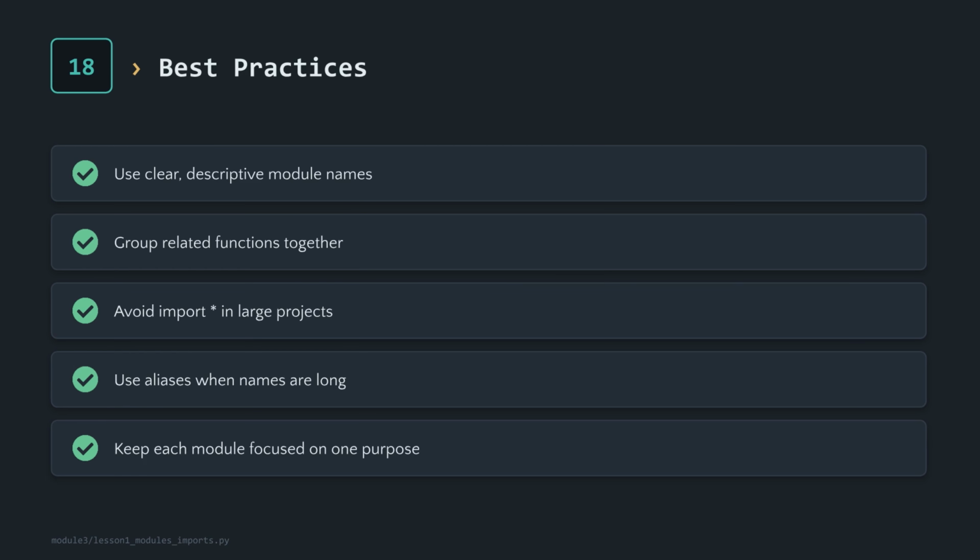Before we wrap up, remember these best practices. Use clear, descriptive module names and group-related functions together. Avoid import asterisk in large projects to prevent conflicts. Use aliases for long names, and keep each module focused on one clear purpose. These habits will keep your code clean and scalable.